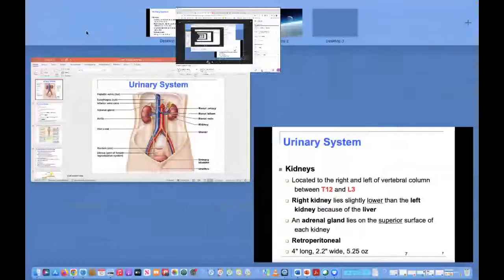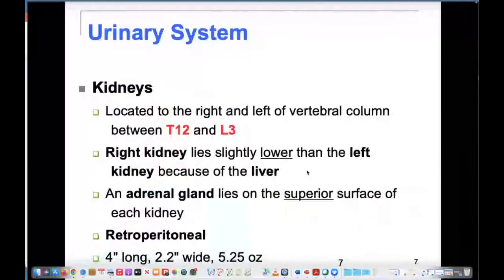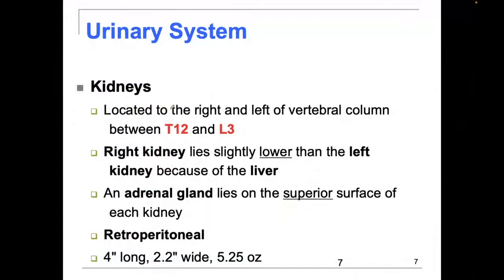Hi, class. We are still continuing on the urinary system. So just to review, the kidneys are located to the right and the left of the vertebral column between the areas of T12 and L3.